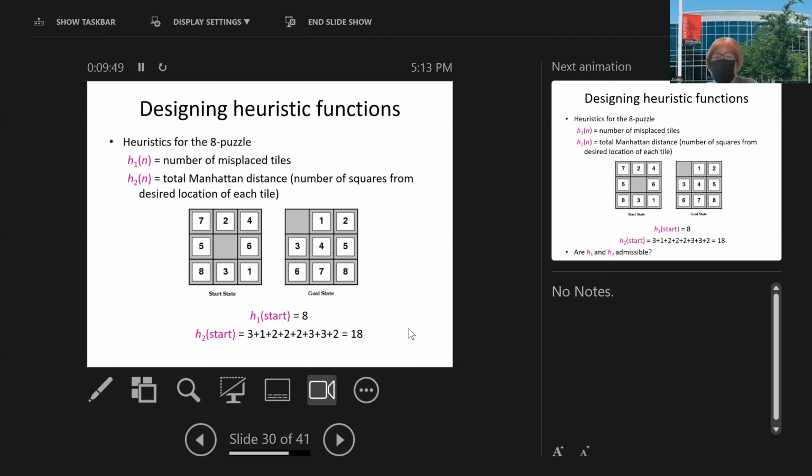And H2 star, what is H2? H2 star is the total Manhattan distance. Manhattan distance is the number of squares from the desired location of each tile. So you can calculate it.